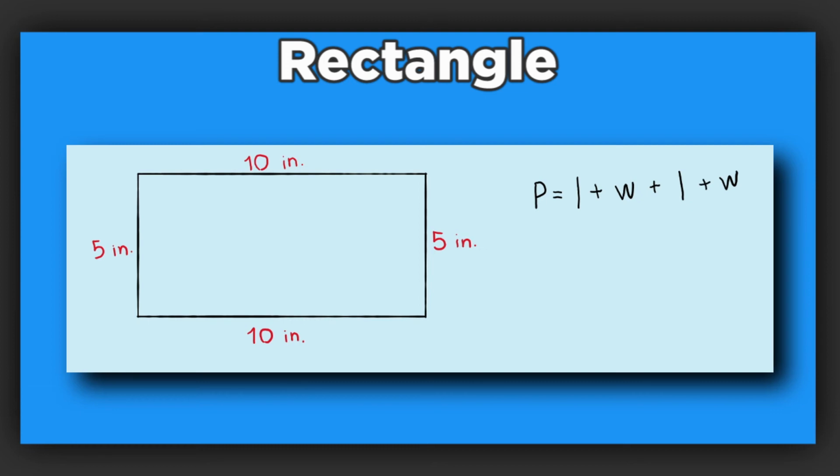So now let's find the perimeter of this rectangle. The formula of the perimeter of the rectangle is perimeter is equal to length plus width plus length plus width. So we have two lengths that are 10 and two widths that are 5. 10 plus 5 is 15. 15 plus another 10 is 25. 25 plus 5 is 30. So the perimeter of this shape is 30 inches.